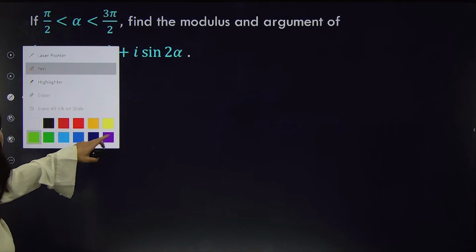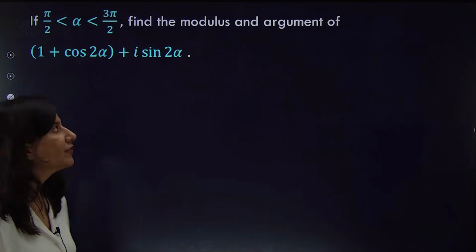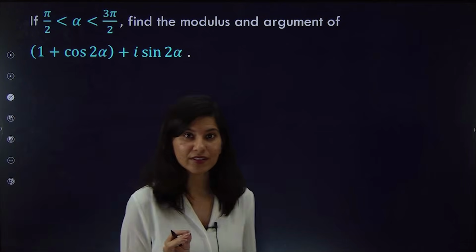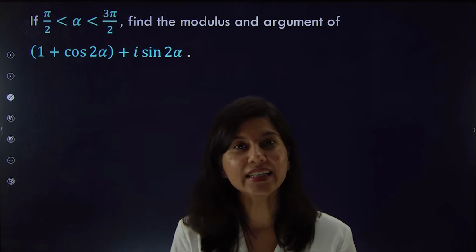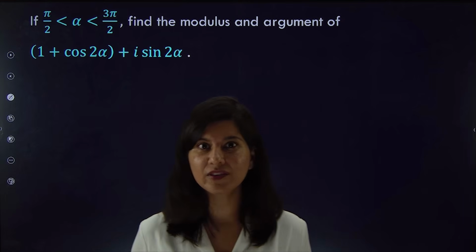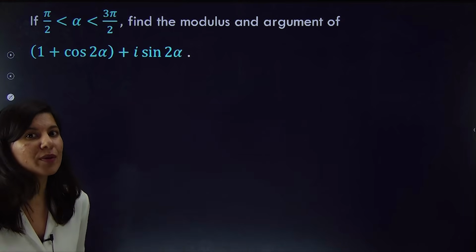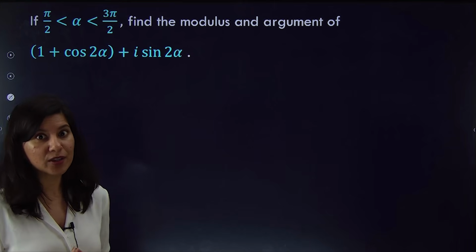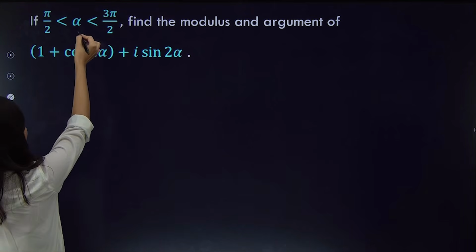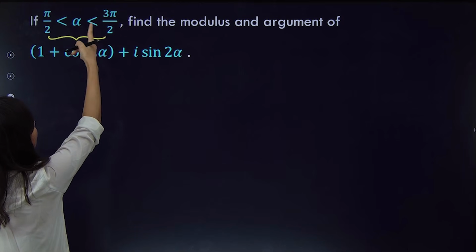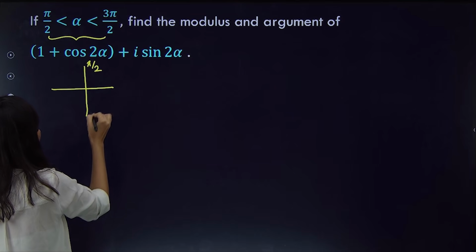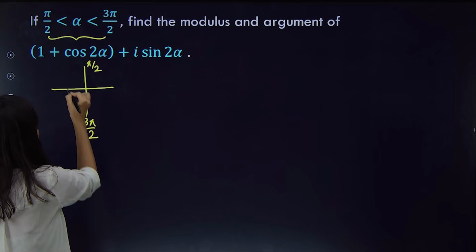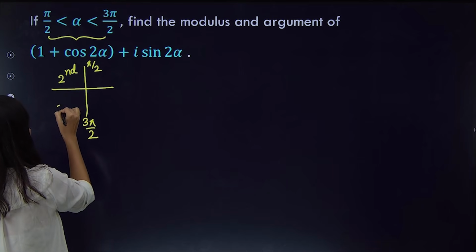Let us talk about this question which asks us to calculate the modulus and argument of this. We have to be very careful, right? Because modulus is always positive. You cannot just blindly give any answer which might be a negative number, especially when trigonometric expressions come into the picture. So here alpha is lying between pi by 2 and 3 pi by 2. That means pi by 2 is here, 3 pi by 2 is here. Second quadrant, third quadrant.